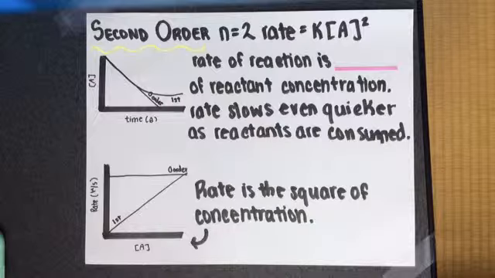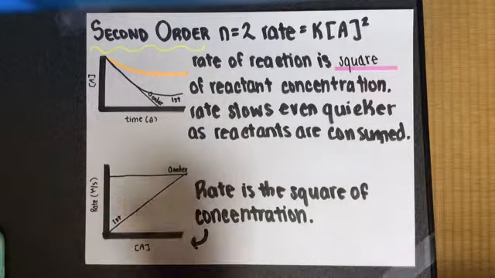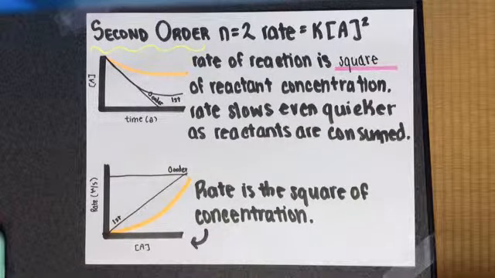When a reaction rate is second order, n equals 2 and the rate is equal to k times the reactant concentration squared. The rate of the reaction is the square of the reactant concentration. Because of this, the rate slows down even faster as the reactants are consumed.